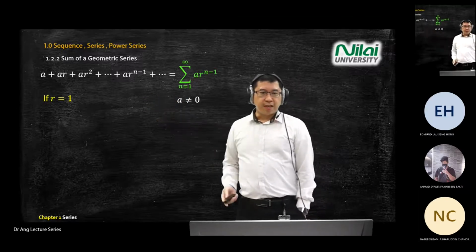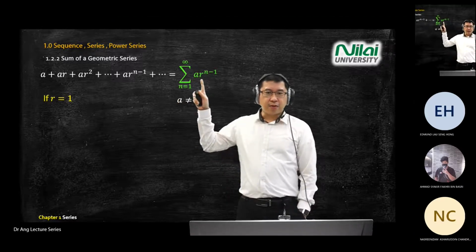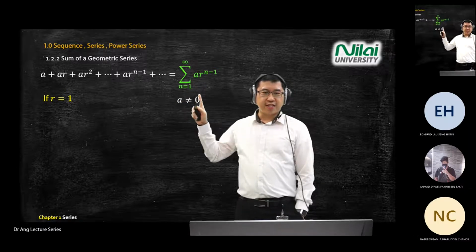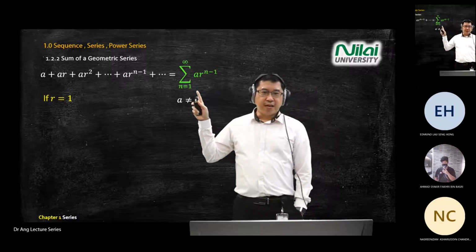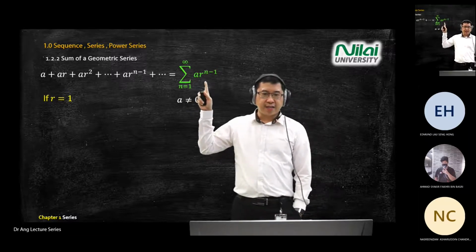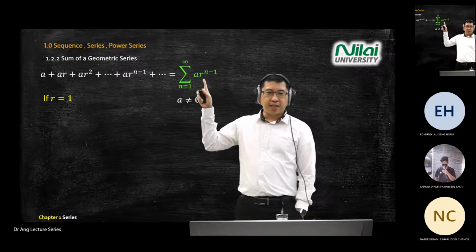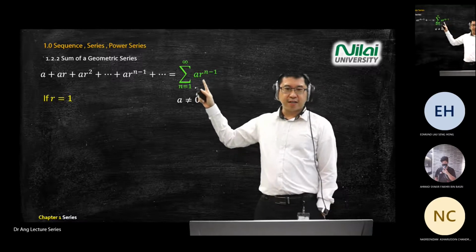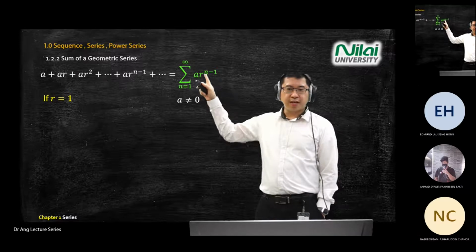So, if R equals 1, what happens? Try to guess. Look at this green color equation. What happens if your R is 1? What is the final answer when you increase your n? What is the answer you always get if your R is 1 and n keeps changing from 1 to infinity? What do you get?